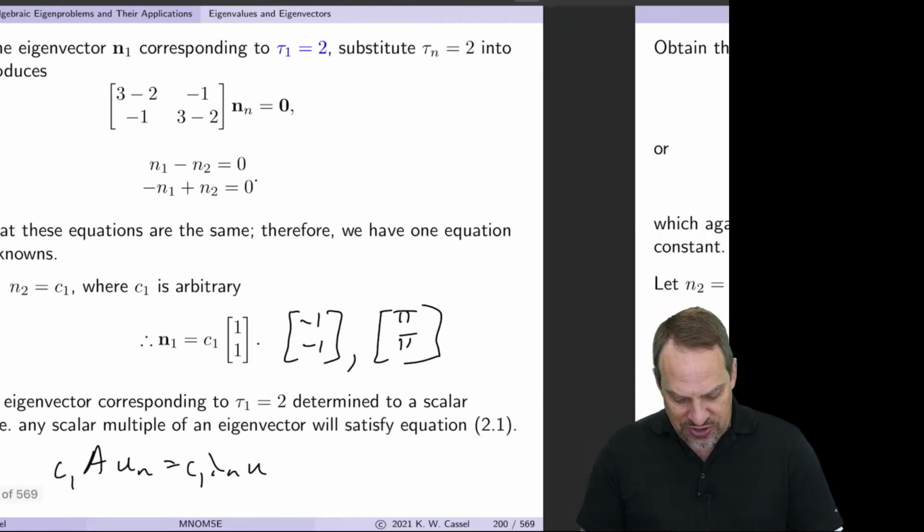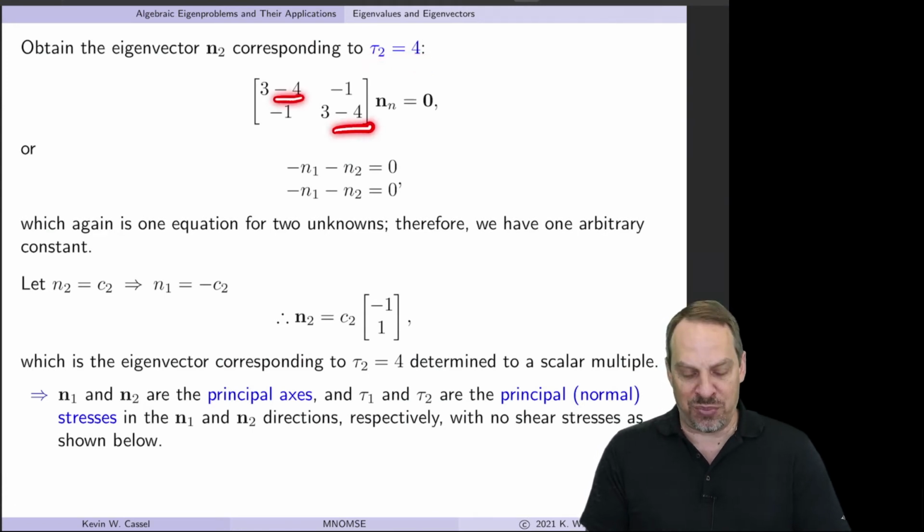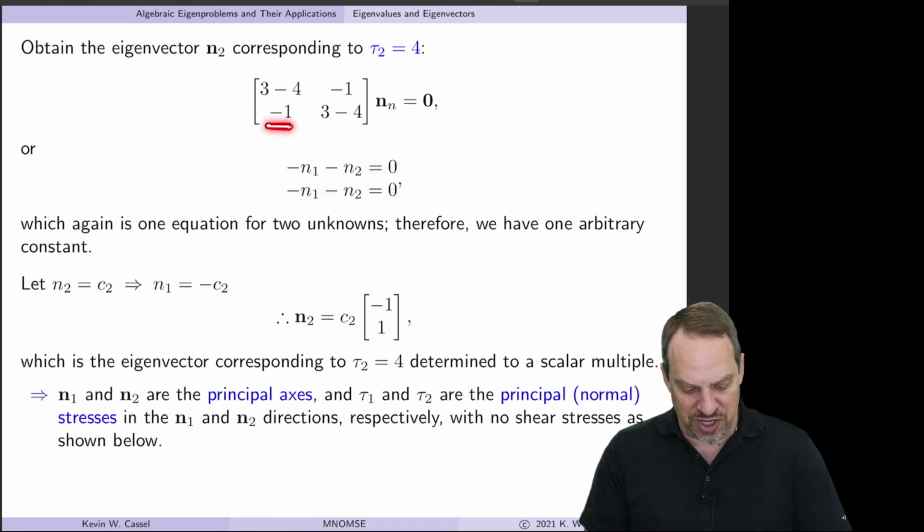All right, so let's look at the second eigenvalue, 4. Now we subtract off 4. We'll go through the same exact process. We subtract 4 off the main diagonal. So now 3 minus 4 is minus 1. So we have minus 1 times n1 plus minus 1 times n2. So we have minus n1 minus n2 is equal to 0. For the second equation, minus 1 times n1 minus 1 times n2 is equal to 0.